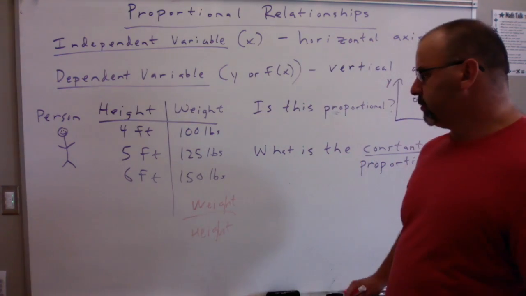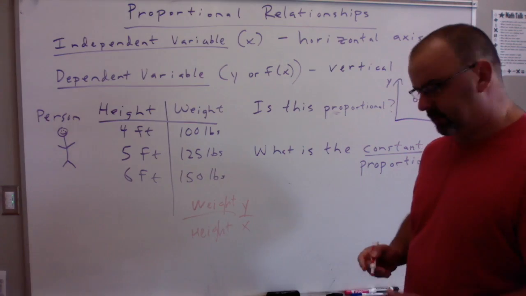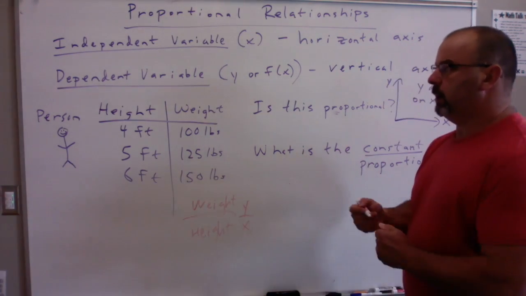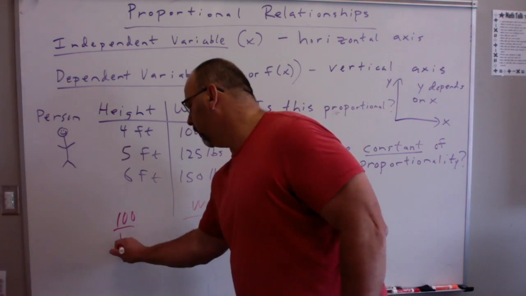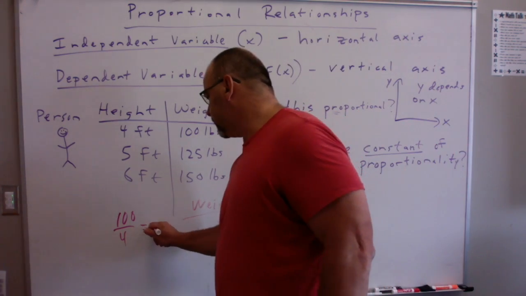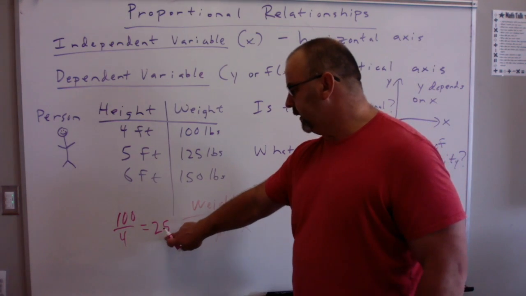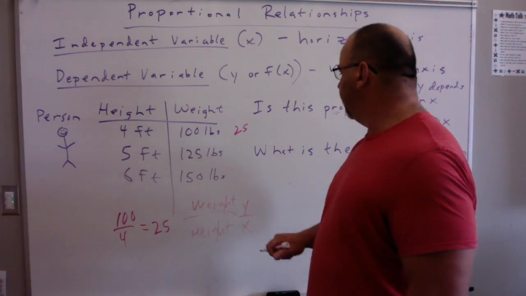In other words, we're going to take y and put it over x, y over x. It's a little light, so I'm going to change up my marker. So I'm going to take 100 and divide it by 4. How many times does 4 go into 100? The answer is 25. So the constant of proportionality for this one would be 25.